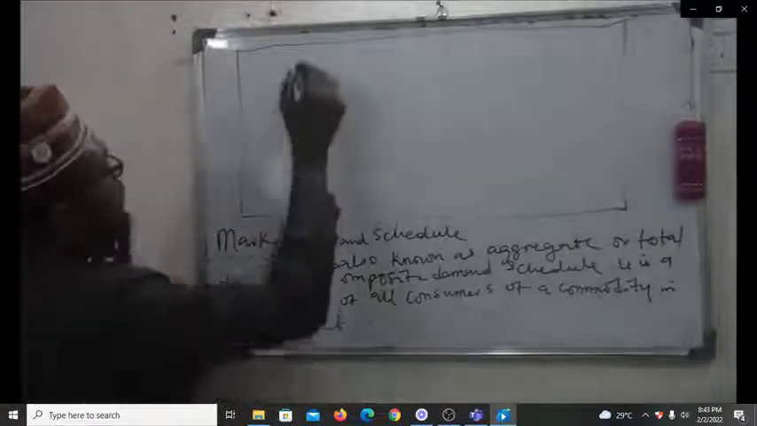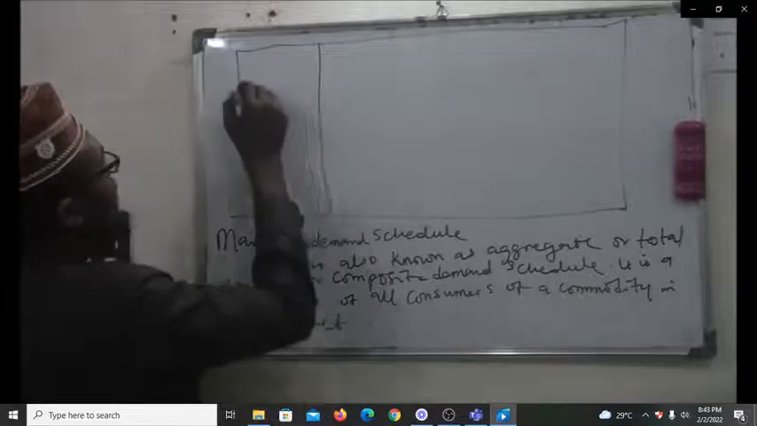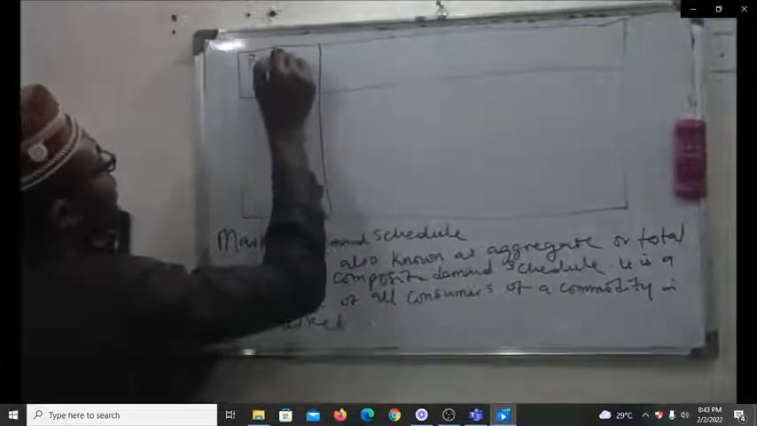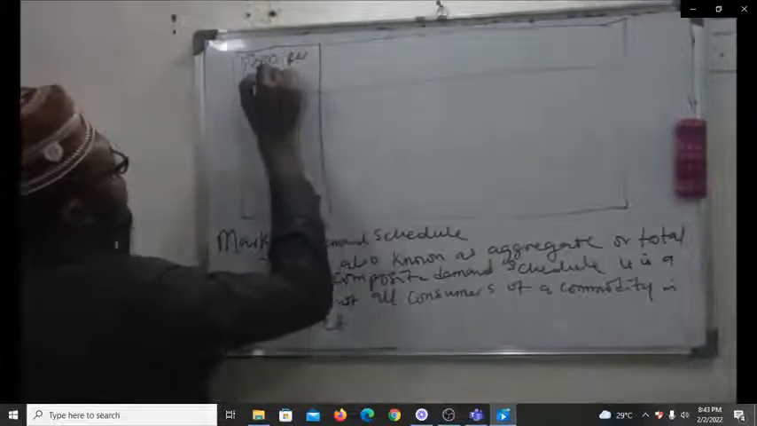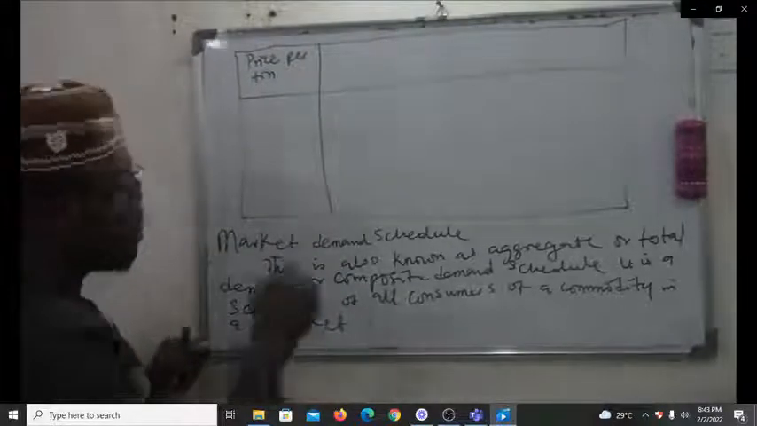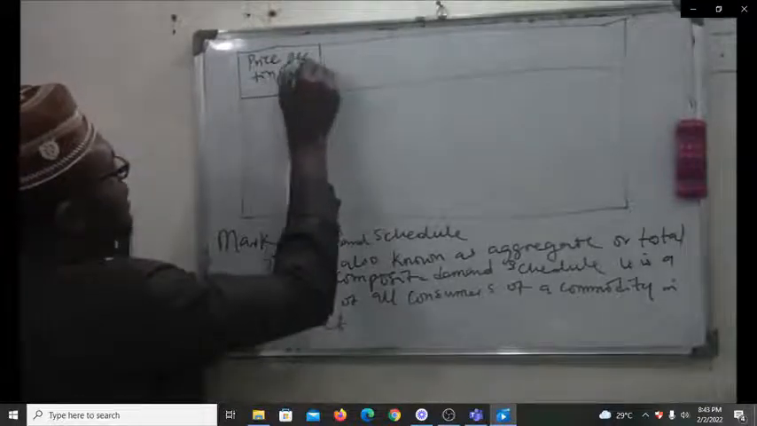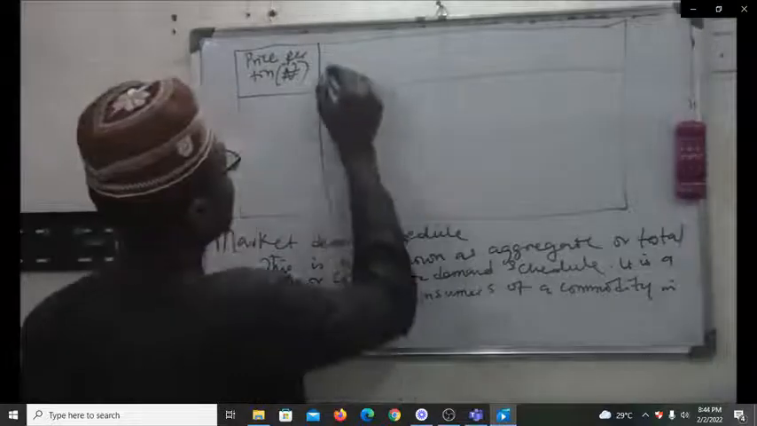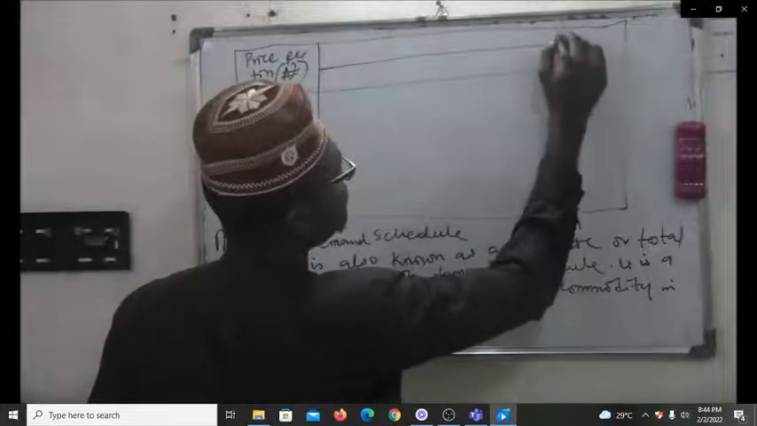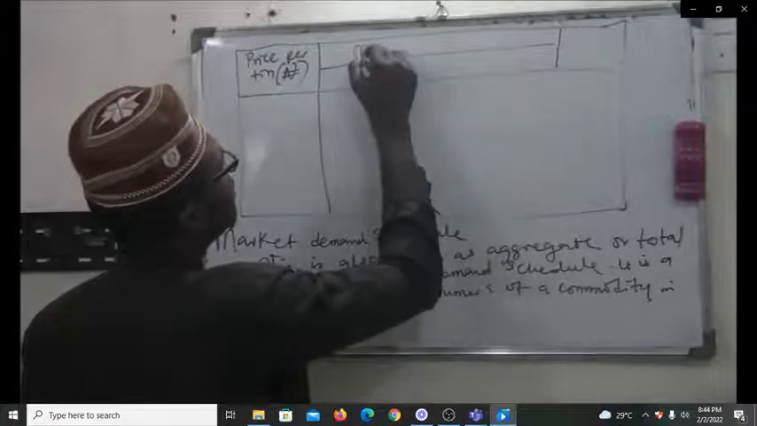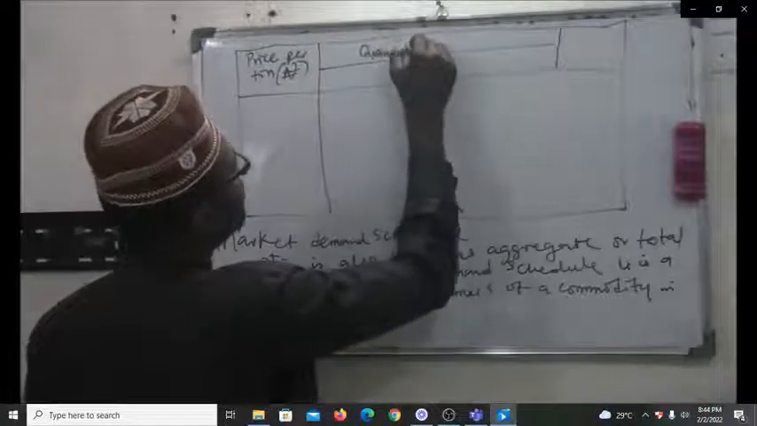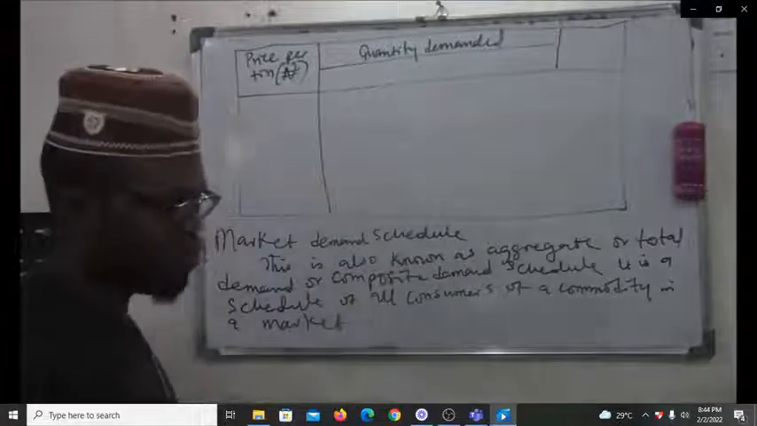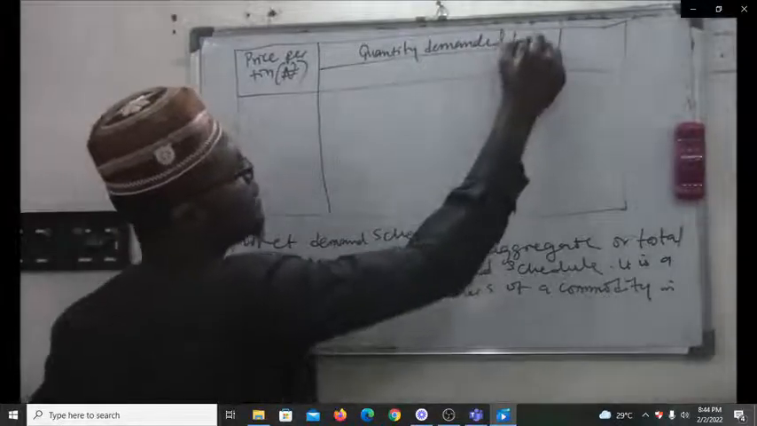Whereby in the first column you have price. You always have price. Price per item. And the price is always in what? Naira, isn't it? Now you have a line here and call it quantity demanded. Quantity demanded by the following.